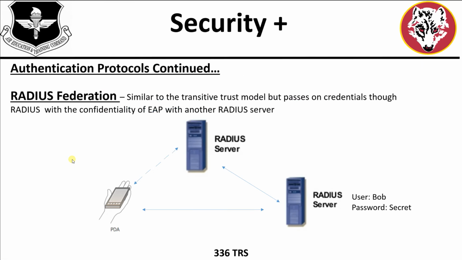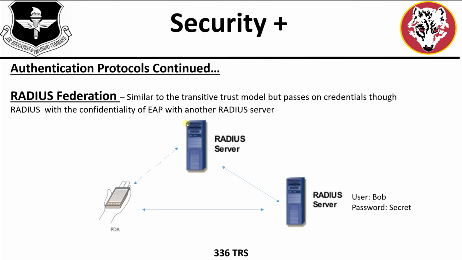Last but not least, we have this thing called RADIUS federation. It is similar to a transitive trust model, but passes on credentials through RADIUS with the confidentiality of EAP with another RADIUS server. So let's say we have this PDA here, or a smartphone or whatever, and it's trying to connect to an application. And that application first wants to pass on those credentials to its RADIUS server.